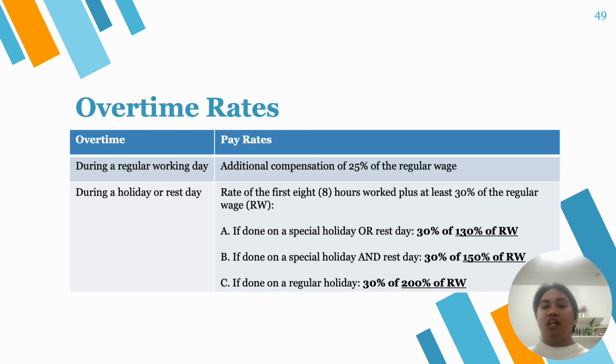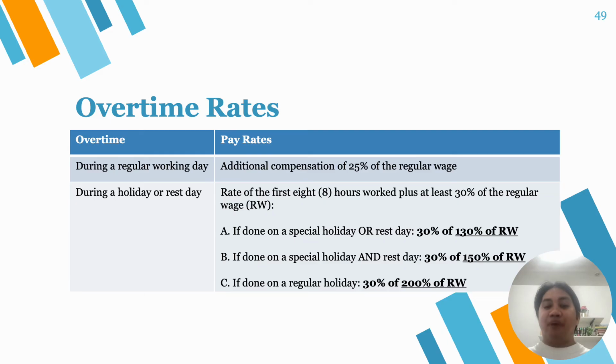Now for a special holiday and the rest day, so both, it will be 30% of a much higher rate, which is already 150% of the regular hourly rate. So the regular hourly rate times 150%, so that's 1.50, times the number of hours, times 1.30 to come up with the total pay for those overtime hours of 4 hours.